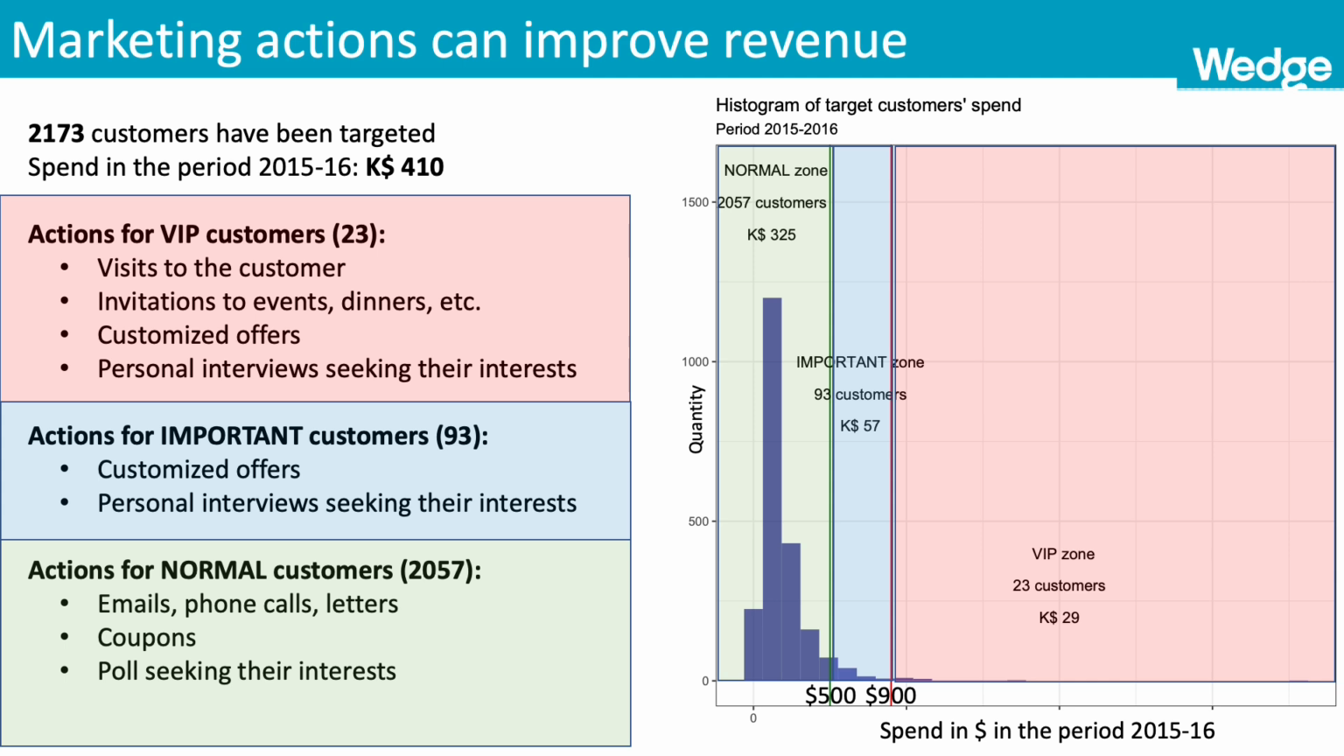In the case of the important customers, which are 93, we suggest to create customized offers and to have personal interviews seeking their interests. Finally, for the normal customers, which are 2,057, we suggest a generic marketing approach using emails, phone calls, letters, etc. Offer them discount coupons and send them a poll seeking their interests.